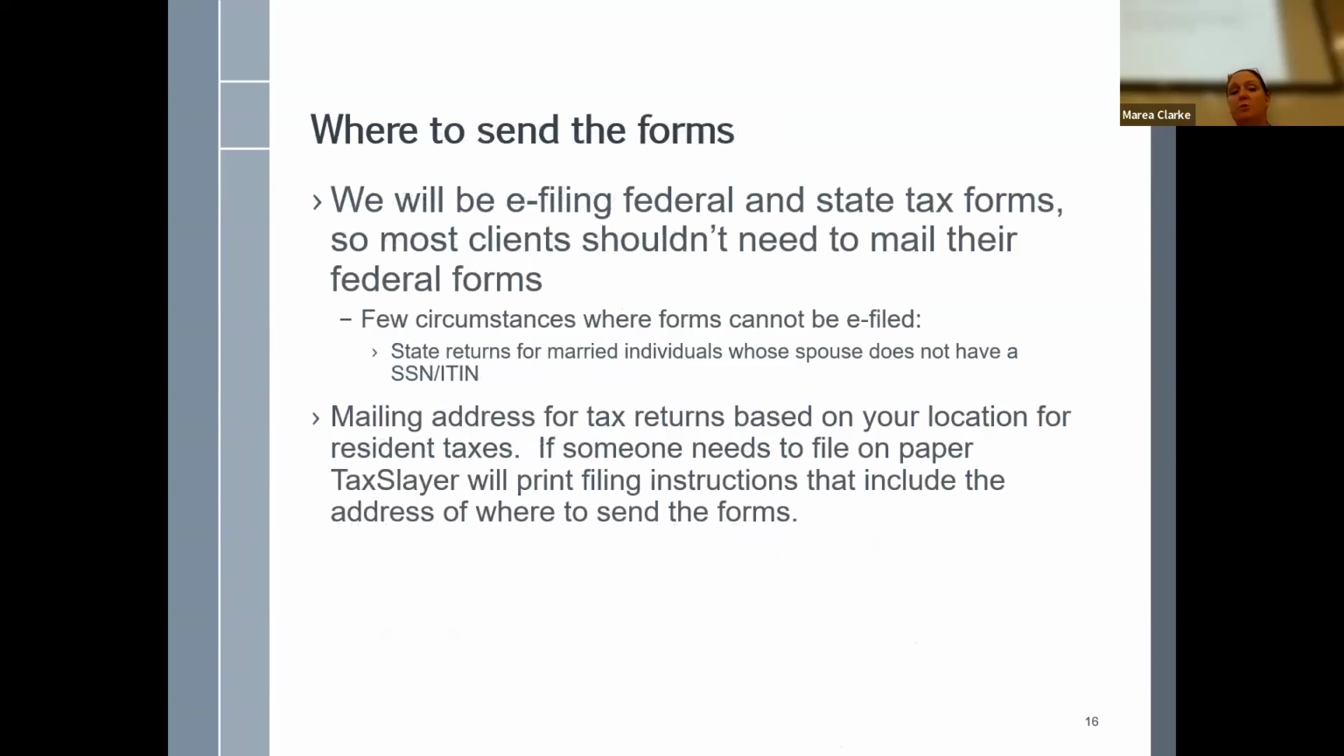As far as where we send the form, we are going to be e-filing almost all of our resident returns. It should be very rare where we would not e-file, particularly for federal. Federal returns generally all get e-filed, so they won't generally have to mail them. We do see a few folks for state returns. If they're married to a non-resident who doesn't have a Social Security number or an ITIN, they're going to have to paper file their state return. The mailing address for the tax return is going to be based on your physical location. There are tax processing centers around the United States. TaxSlayer, which is our software, will print out filing instructions and say where they need to mail it, based on their address.